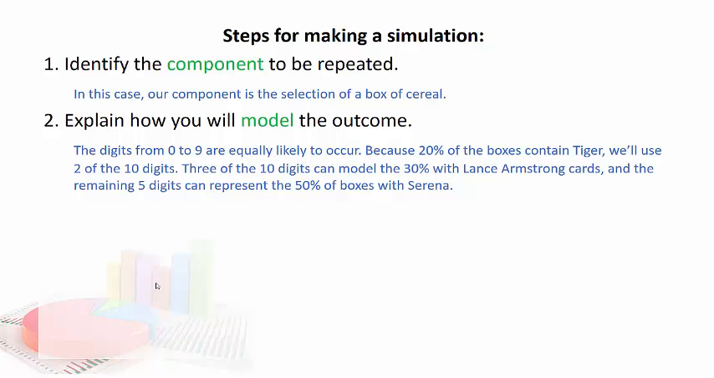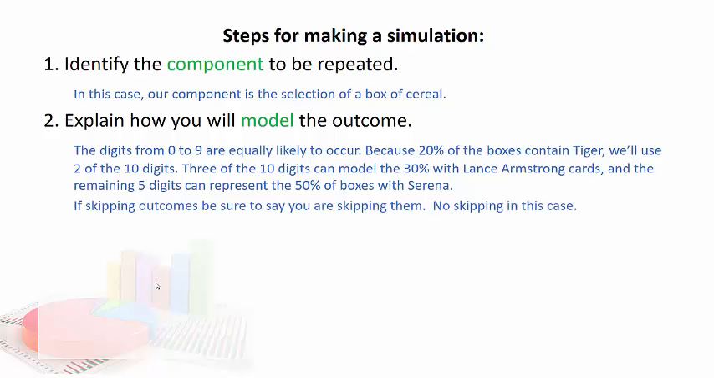So anyways, the digits from 0 to 9 are equally likely to occur. So we're going to say 2 of the 10 digits will be Tiger Woods, 3 of them will be Lance Armstrong, and the rest, half of them, will be Serena. Now, if you're going to skip outcomes, be sure to say you are skipping them. When you're taking the AP test and when I'm grading your papers, I want to make sure that I know what you're going to do with every single possible outcome of digits you get. In this case, we were able to split everything pretty well, so we won't be skipping.